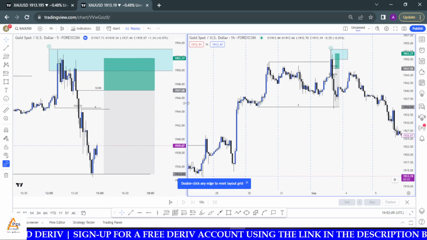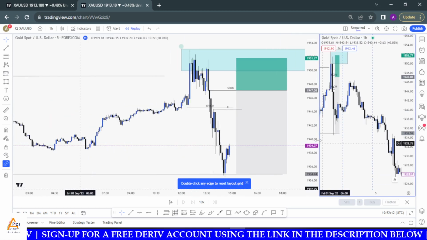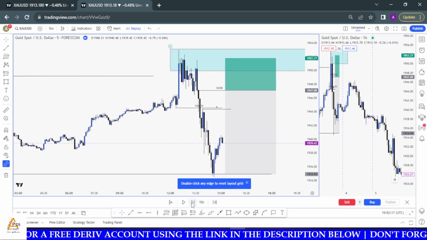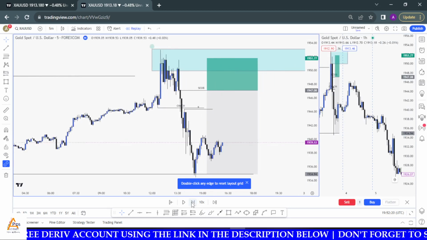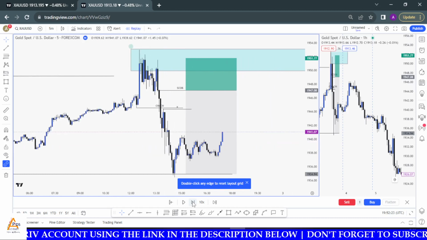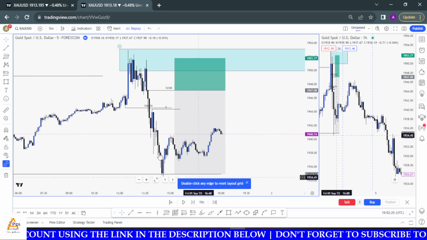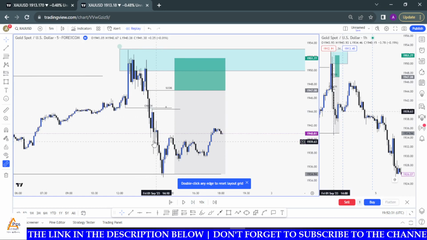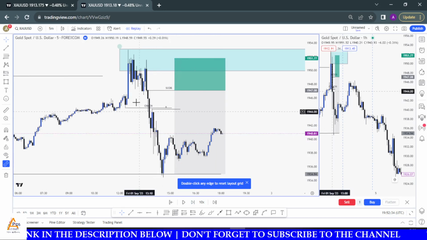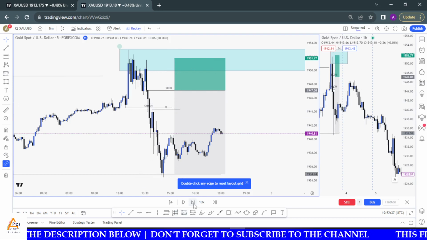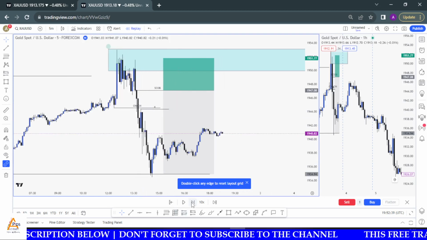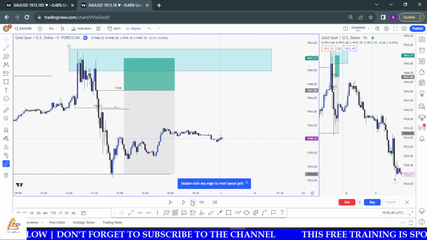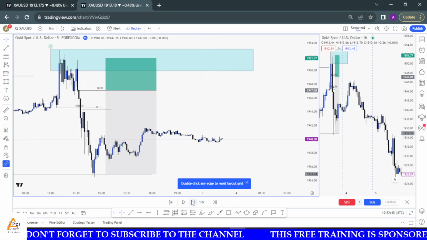Okay, so let me bring this guy like this, and let's see what happens. Let's play and see if we were able to scale into that entry or not. Remember, this was a valid pullback, but this is not a valid pullback because this is an internal move. Okay, so this is still our valid IDM. So let's see what happens. Let's see if price will scale in before we go down.